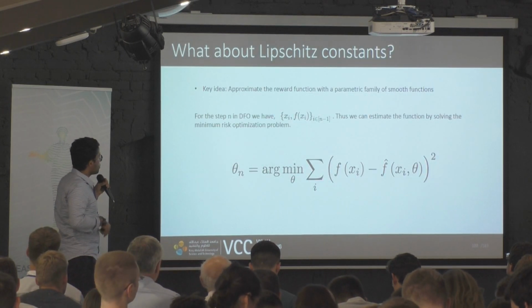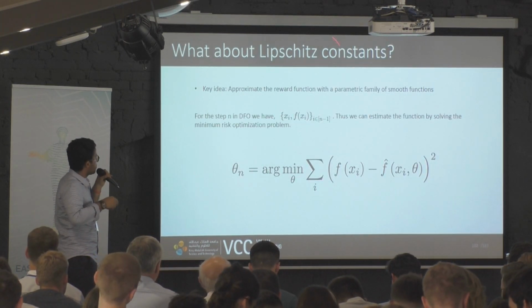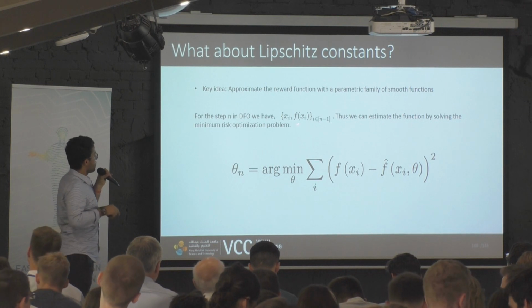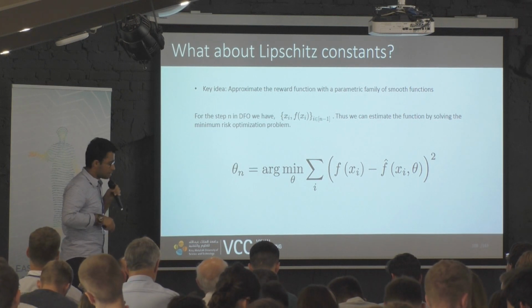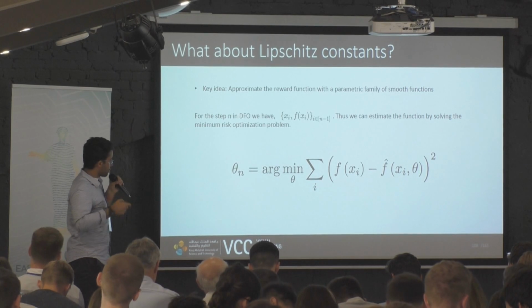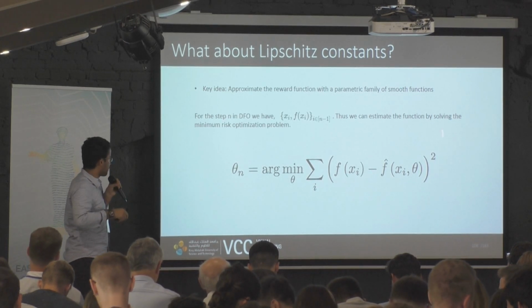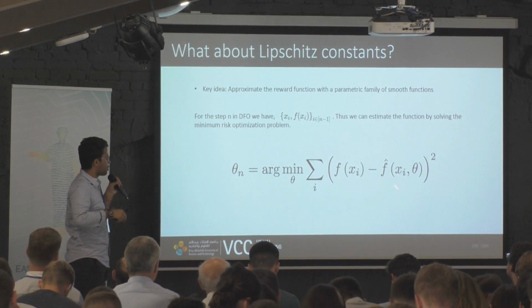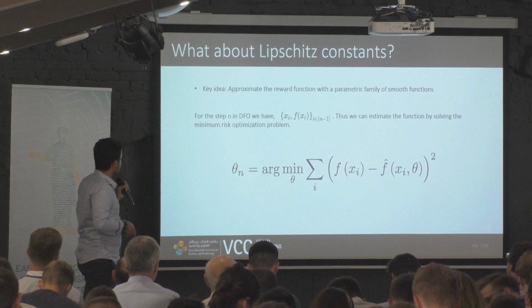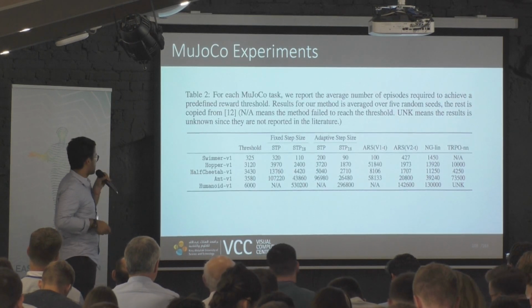Okay, so how would we get these smoothness constants? We don't know them a priori. Well, if you run this algorithm for a specific number of iterations, you could approximate it with a parametric family of functions that are smooth and use a smoothness constant of these approximations. And this works very nicely in practice.